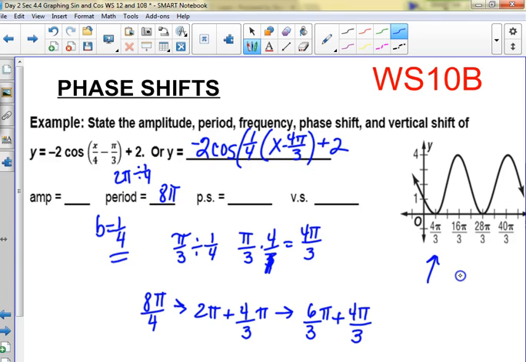And 4 more is 14/3. What's happening? Okay, 8 pi is the period. Two is 6/3, isn't it? Plus 4/3 is 8/3. Oh, that should be this quarter point. Plus 4 more is 12/3. I'm getting... Is this wrong? I feel like this is wrong, like I knew this from last year.